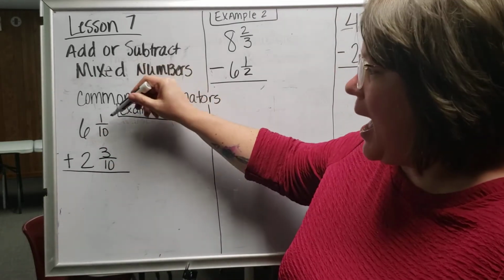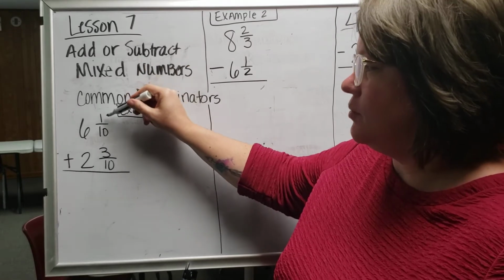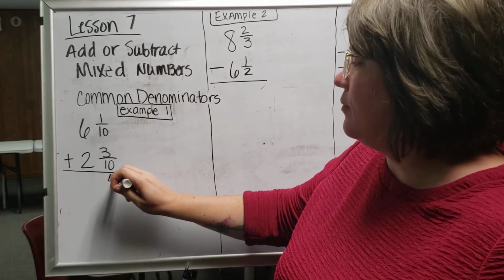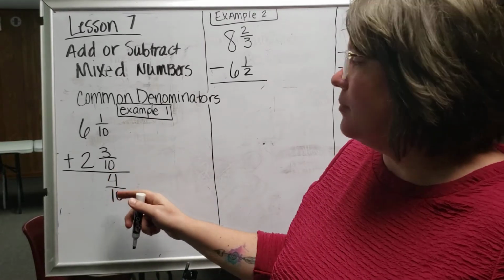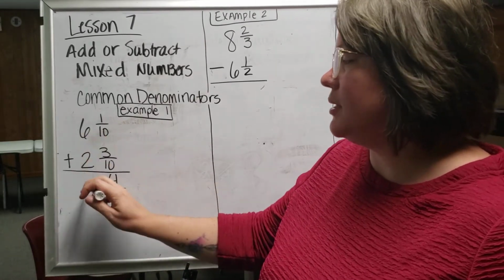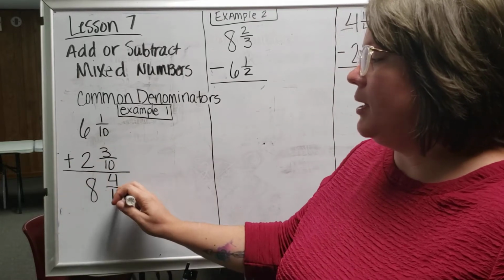So we're going to add our two numerators together. That's 1 plus 3 is 4. 4 over 10, the denominator stays the same. Now you add your two whole numbers, 6 and 2 is 8. But let's look at our fraction.